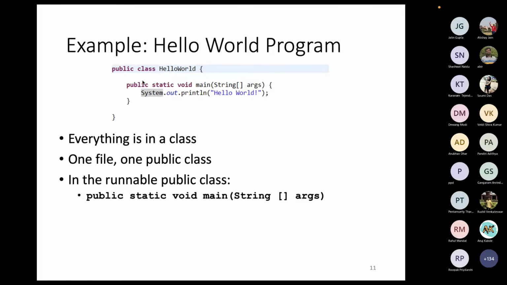Here the keyword public means that this main is a method of this class hello world.